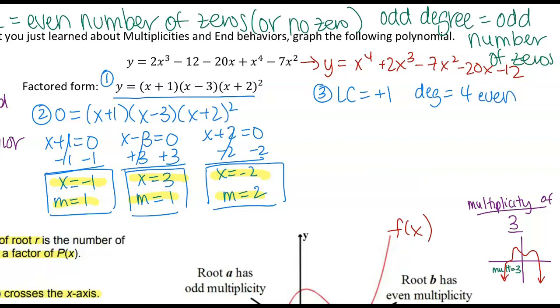If you need to, look back at the other page. If you have a leading coefficient that's positive and an even degree, what is the end of your graph going to look like, Alexis? What's the end behavior going to look like? If you need to flip, feel free. Both sides go up. Good job. I'm highlighting this because I want to make sure I pay attention to it when I graph this out.